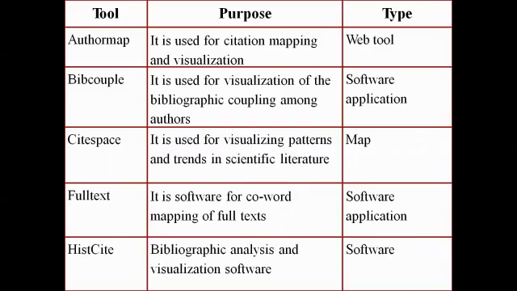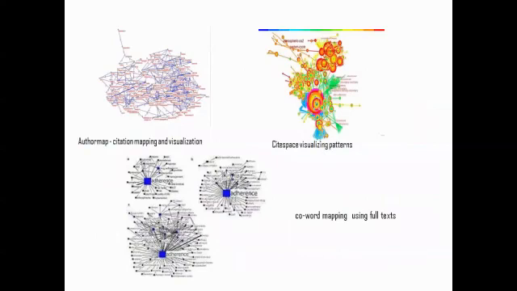For example, I have given certain tools like AuthorMap, Bibcouple, CiteSpace, full text, and HistCite. There are so many other tools that can also be applied for your scientometric analysis in the next sessions. These are the different kinds of analysis done by using scientometric tools.